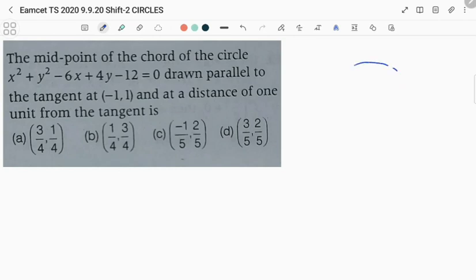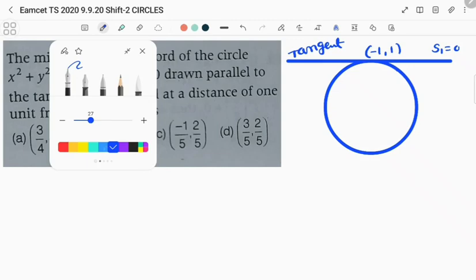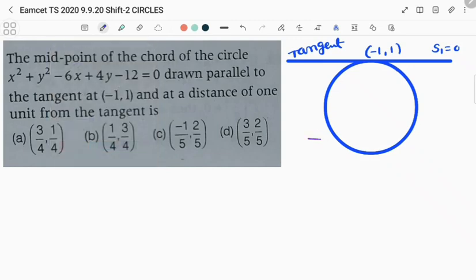So this is the circle equation. This is the tangent equation at the point minus 1, 1 to the circle, S1 equal to 0 tangent. So this is the midpoint of chord. We will draw with another color, easy to find. This is the chord. This is the midpoint of chord. I'm taking this point as P. AB is a chord. This is at a distance of 1 unit from the tangent.